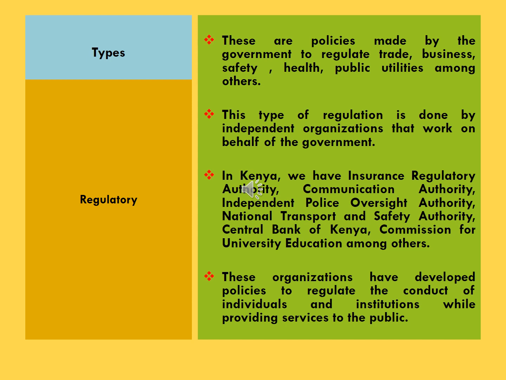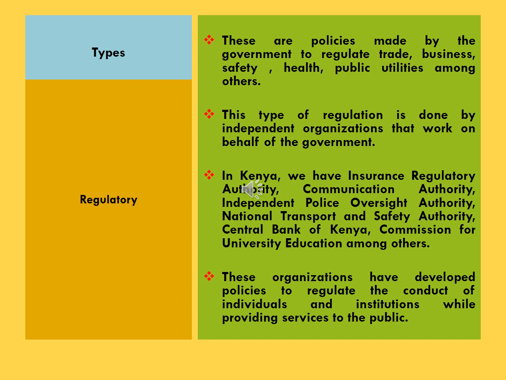The Commission for University Education also is established to ensure that the management and running and establishment of courses and implementation of academic programs at the university level are properly implemented and according to the regulations that exist. These organizations have developed policies to regulate the conduct of individuals and institutions while providing services to the public.